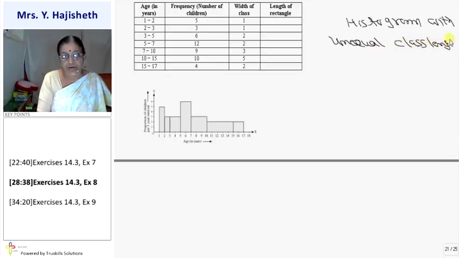So first I will find out the class length. What is class length? The width of the class. In the first it is 1, in the second 1, in the third 2, then 2, then 3, then 5, then 2. What is the minimum class length? 2. So in order to find the proportional frequency, which formula do I have to apply? H by class length into frequency. That will be the proportional frequency.